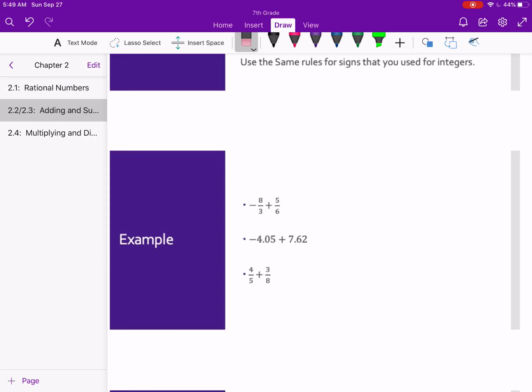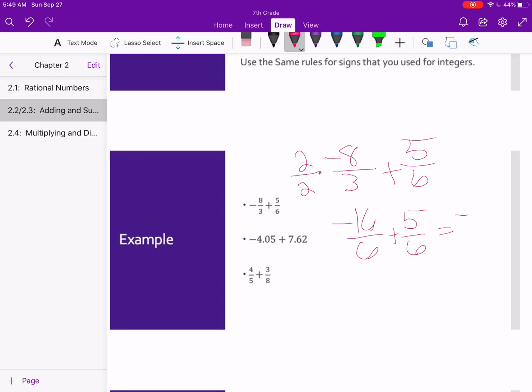So for the first one here, we have -8/3 plus 5/6. Need a common denominator, which in this case is going to be 6, so I'm going to multiply the left fraction by 2/2. Remember, if you do it to the top, you also have to do it to the bottom. So we have -16/6 plus 5/6.